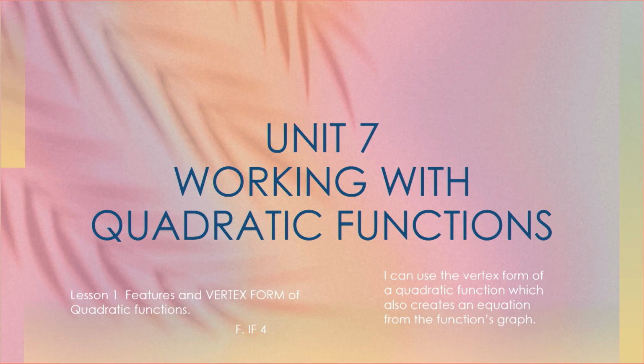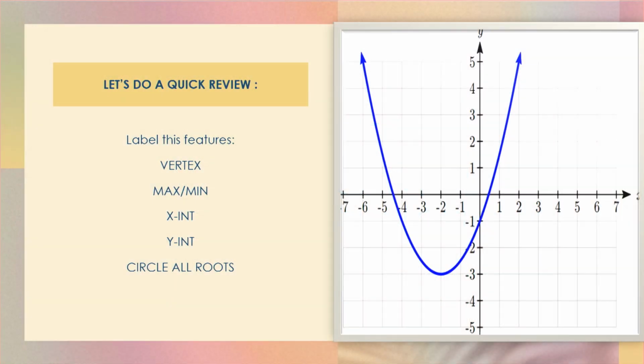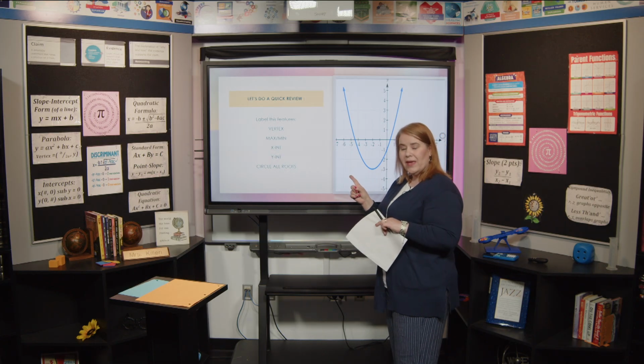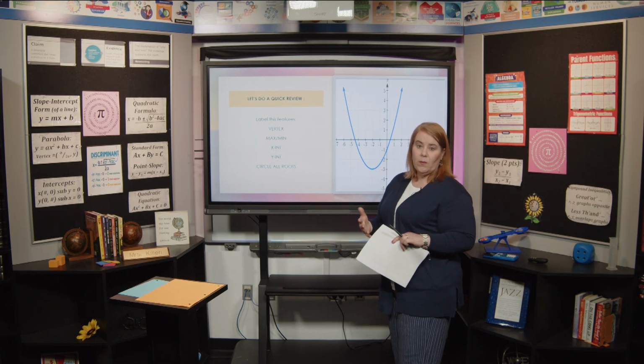We're on our Lesson 1, Features and Vertex Form of Quadratic Functions. We're looking at IF4. I can use the vertex form of a quadratic function, which also creates an equation from the function's graph. So let's just dive right on in. Let's do a quick review. We know what our function is. So on your notes page, I want you to go ahead and label those different parts while I label them up here, and let's make sure that we're remembering what we've done.